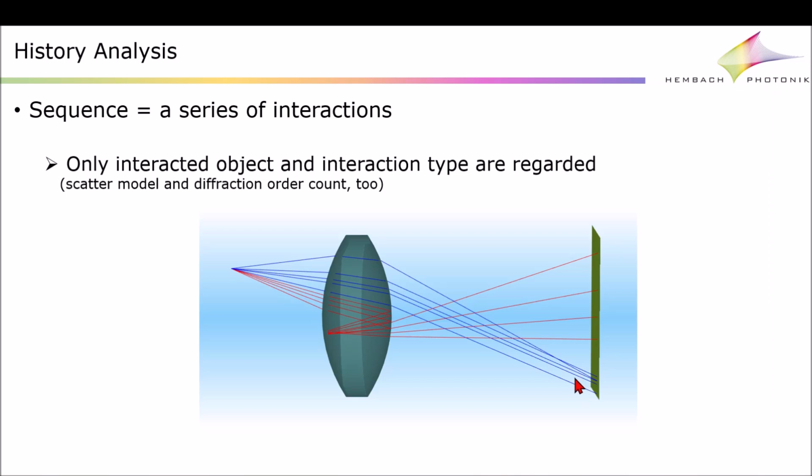All red rays also share the same interaction sequence, which is creation by the source, transmission through the lens front, reflection by the lens back, reflection by the lens front, transmission through the lens back, absorption by the screen.